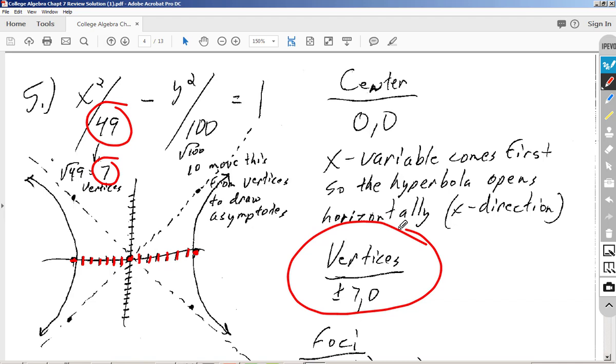Now from those vertices, I'm going to move 10 to go ahead and draw in my asymptotes. So I'm going to move up 10, and then move down 10, and up 10, and down 10. You'll notice those form those guidelines, those asymptotes that we're going to use to draw our shape with. And so after you're done putting in your asymptotes, now go ahead and just draw in your hyperbola. And that's what it'll look like.